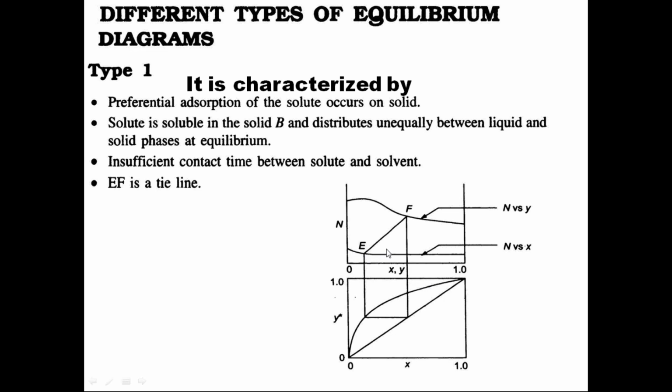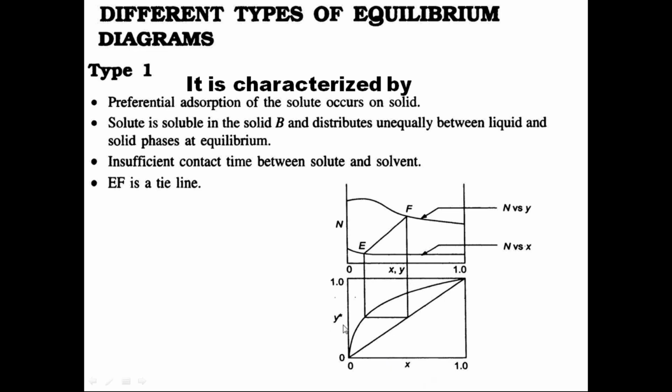One diagram is N versus X, Y. So you can draw the N. What is N? N is the weight of B divided by the weight of A plus C in the liquid, and the weight of B divided by the weight of A plus C in the slurry. So both can be drawn here. One is N versus Y and another is N versus X.